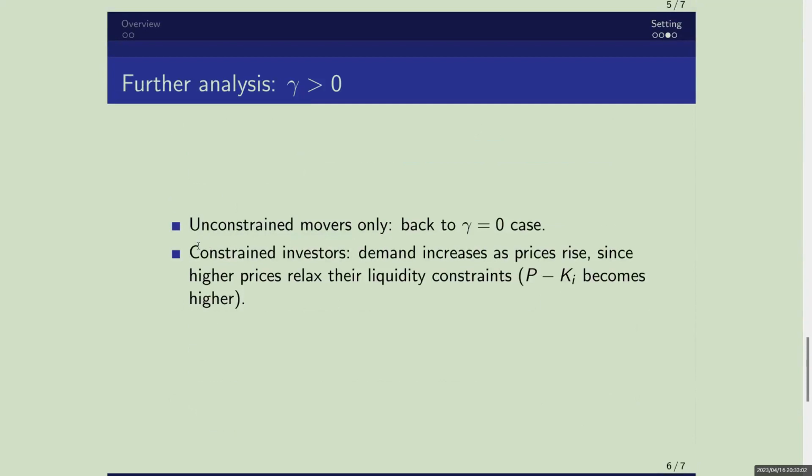And if the market also contains some constrained movers apart from the unconstrained movers, the demand for houses actually increases as prices rise. As the house price increases, the liquidity constraint for these constrained movers is relaxed, meaning that the term P, the price of their home when they sell, minus their debt after they pay it off, becomes higher. They have more funding net of the debt to pay the down payment and then buy the new house.